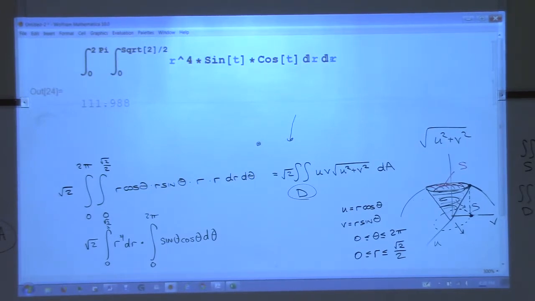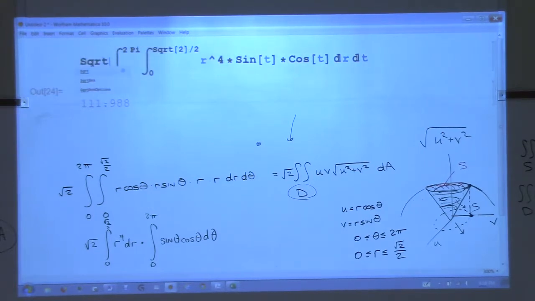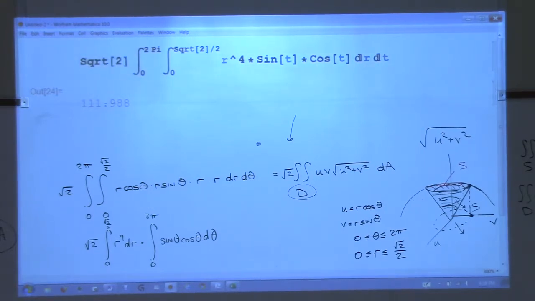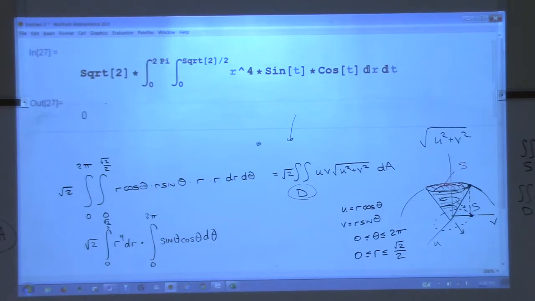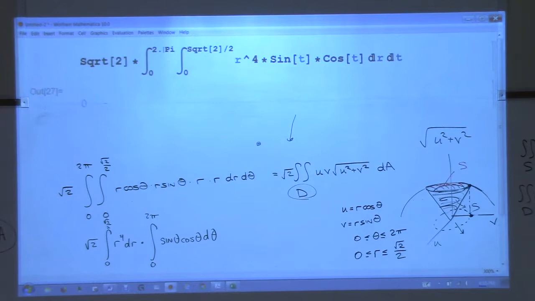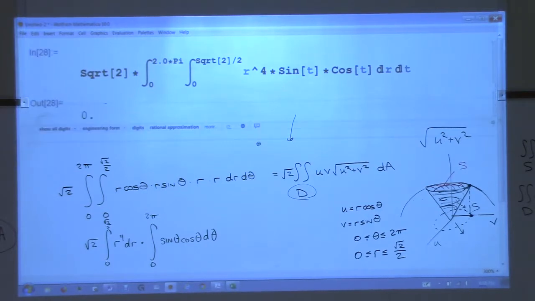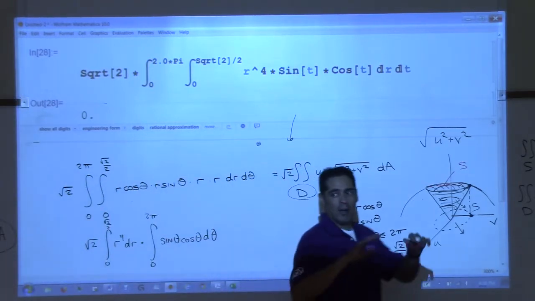dr, dt. The only thing I'm missing out here is the square root of 2, right? Root 2 on the outside, 0 to 2 pi, 0 to square root of 2 over 2, r to the fourth, sine theta cosine, okay. We get 0. It's a waste of time. All for nothing. Okay. Are we all right?